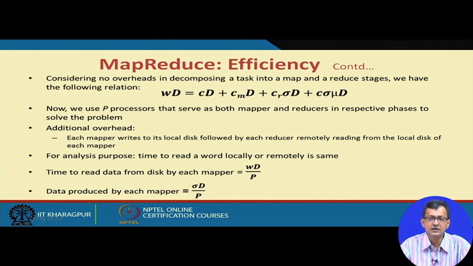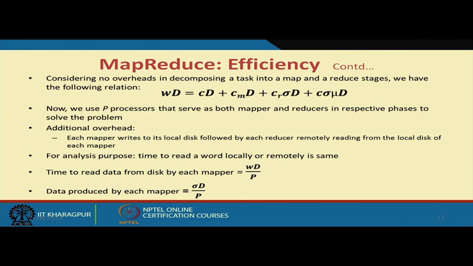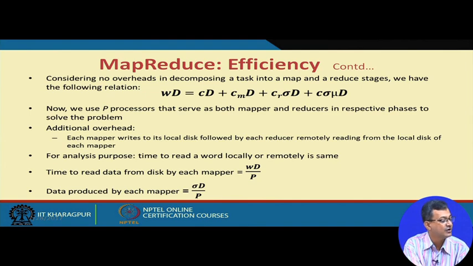So, if we forget the overhead in decomposing into mapping and reducing, we can have this summation of the terms. Now, if you have P processors that serve as both mapper and reducer, irrespective of the phase, sometimes a processor acts as a mapper, sometimes as a reducer. Then we have additional overhead: each mapper writes to a local disk, followed by each reducer remotely reading from the disk. For analysis purposes, let us consider the time to read a word locally or remotely as the same.